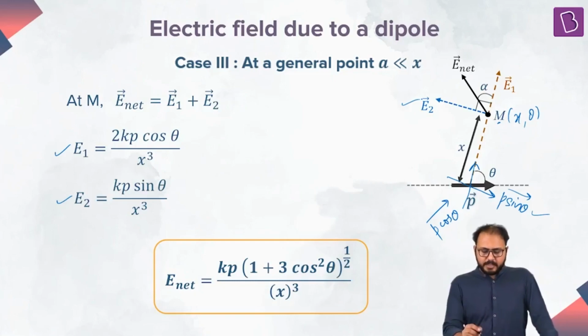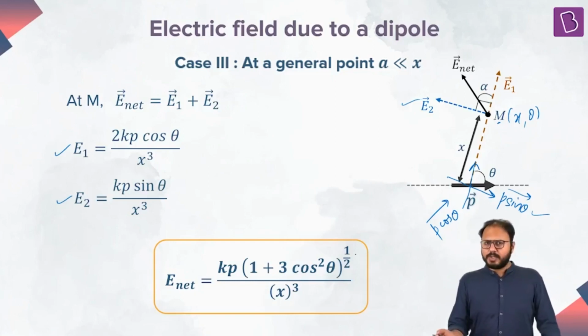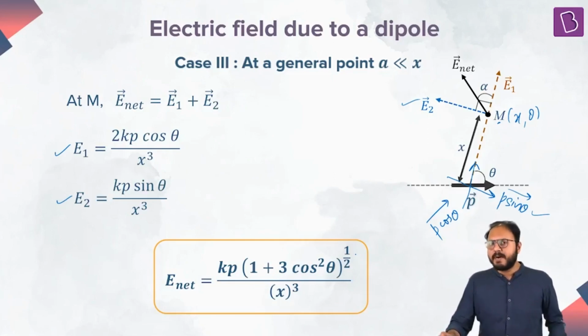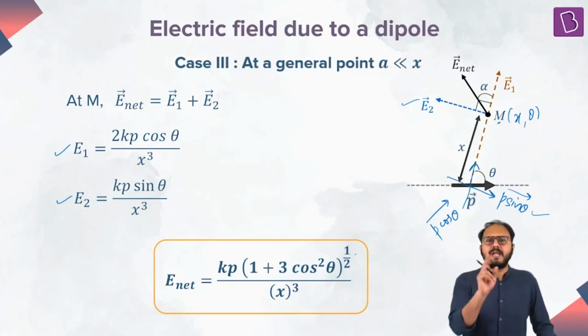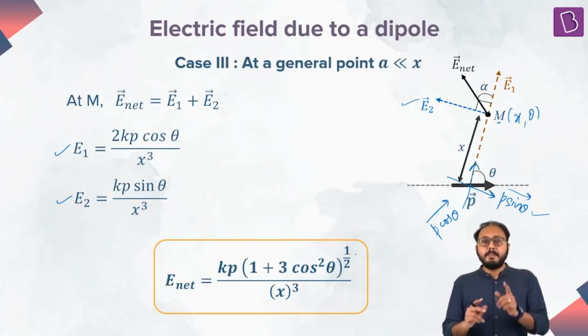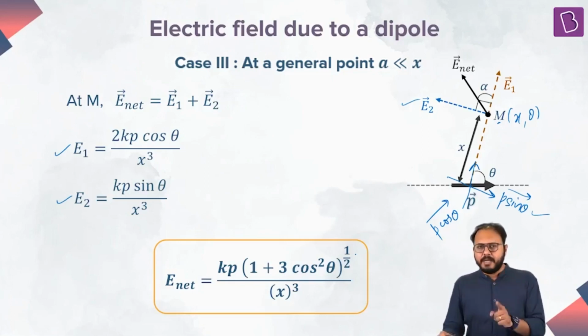Perfect? Good. So this is the expression. And guess what? You want to check whether it's correct or not? Put theta equal to 0. If you put theta equal to 0, what is cos 0, guys? 1. So 1 plus 3, 4. Under root 4, 2. 2kp by x cube. Theta equal to 0 means axial point. Is the formula correct? 2kp by x cube? Check. Put theta equal to 90. What is cos 90? 0. kp by x cube. Is the formula correct for the equator? Yes. This is the formula for the magnitude of the net electric field at any general point x comma theta.